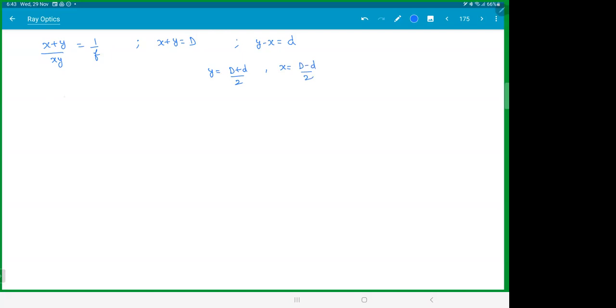Substitute here. This guy would be capital D by (D square minus d square) by 4 is equal to 1 by focal length. We end up with focal length is equal to (D square minus d square) by 4D. There. This is how you can find the focal length with just the distances. This is an important result.